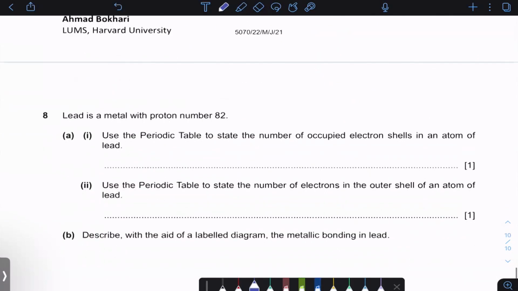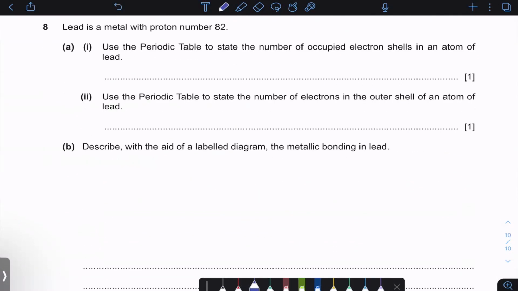Okay, last question. Lead is a metal with proton number 82. Use the periodic table to state the number of occupied electron shells in an atom of lead. Now just because they've given us proton number does not mean कि आप इसकी electronic configuration करना शुरू कर दो, because all that we have studied, it does not work after element number 20. 20 से ऊपर, कैल्शियम से ऊपर ऑक्टेट रूल नहीं अप्लाई होता. सो इस वजह से हमने उसको नहीं यूज करना.